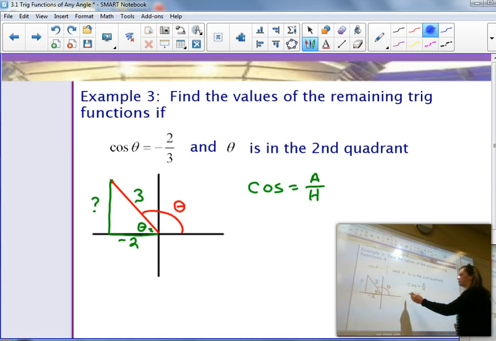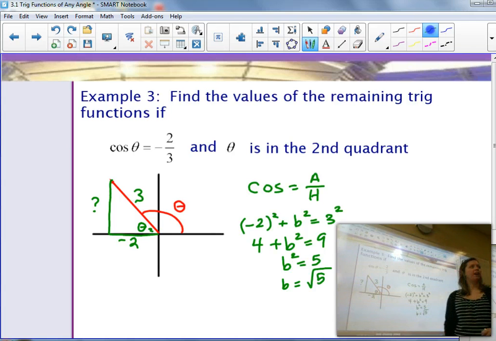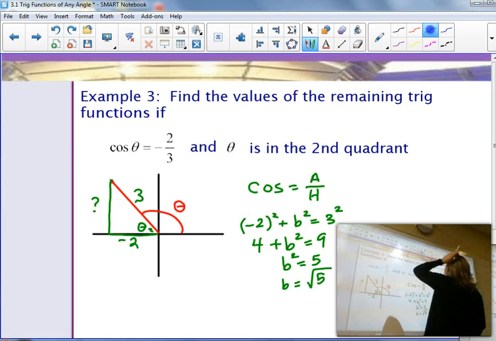Want to work it out for me real quick, Lauren? So we could use a squared plus b squared. Negative 2 squared is equal to 4, plus b squared is equal to 9. We subtract 4 from both sides. b squared is 5, and b is the square root of 5. Beautiful. And is that going to be positive or negative?